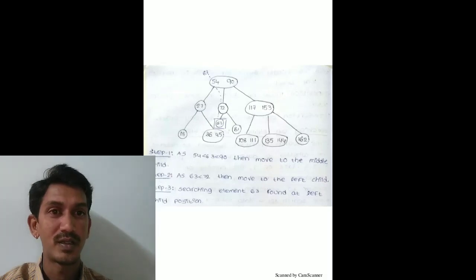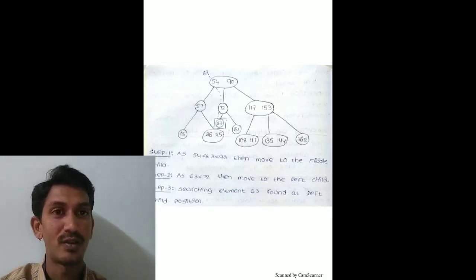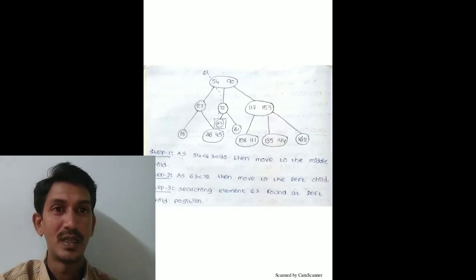Some example for searching a particular element. So that is the construction of our 2-3 tree. Here we want to search 63. The 63 is compared to the root node. The root node has two data items, 54 and 90. So 63 is in between our particular data items.